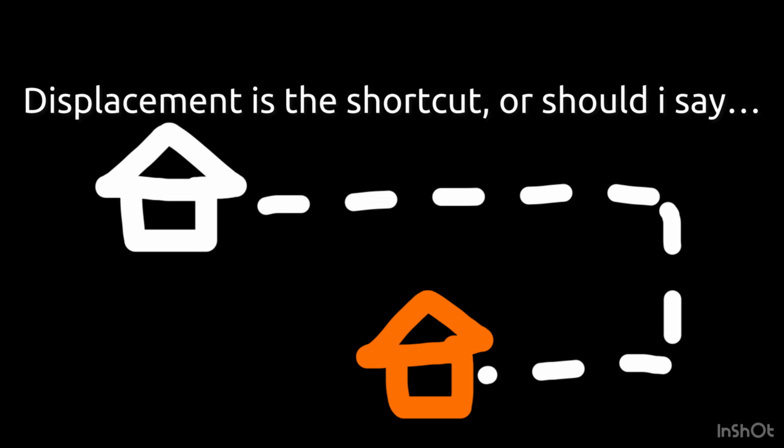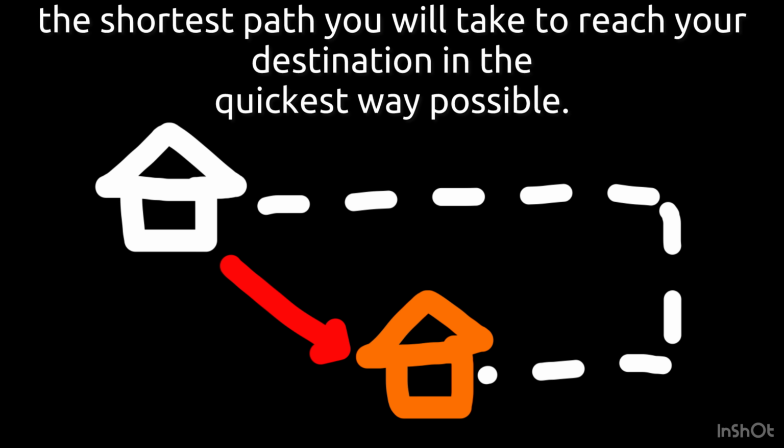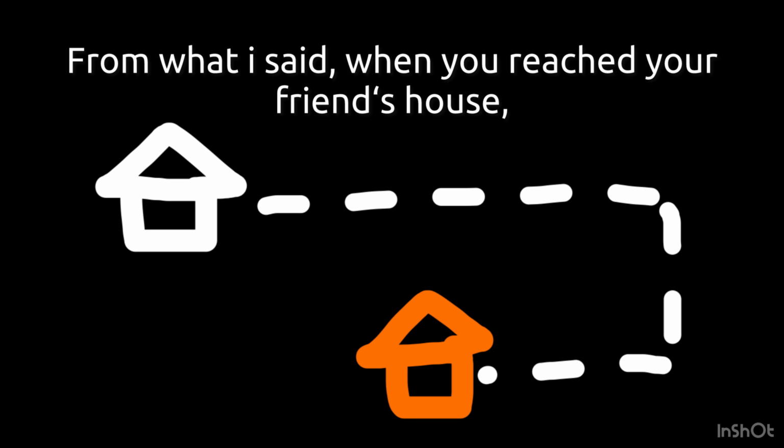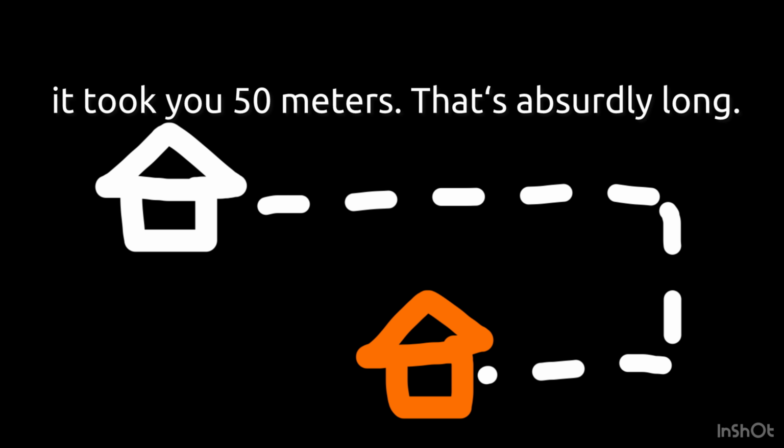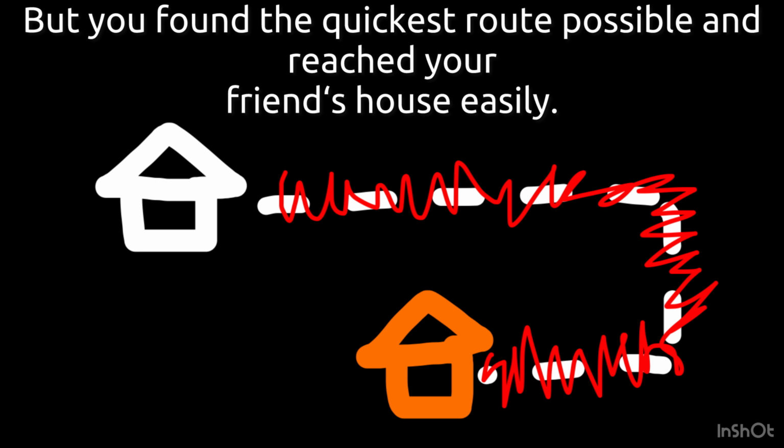And of course, displacement is the shortcut, or should I say, the shortest path you will take to reach your destination in the quickest way possible. From what I said, when you reached your friend's house, it took you 50 meters, that's absurdly long. But you found the quickest route possible and reached your friend's house easily.